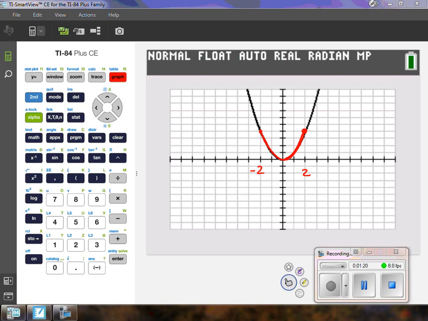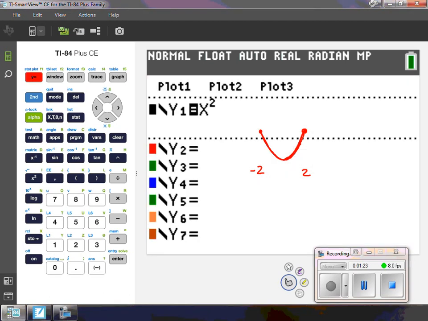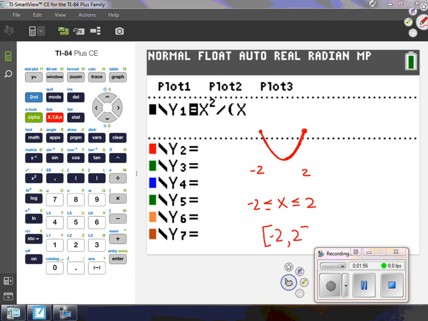To do that, go back to the y equals screen, go to the very end of the line to the right, and hit the division sign. We're not actually dividing by anything, but we are setting up a domain using that slash, put a parentheses, and then type in x. Now we want x to be greater than or equal to -2, but less than or equal to +2.